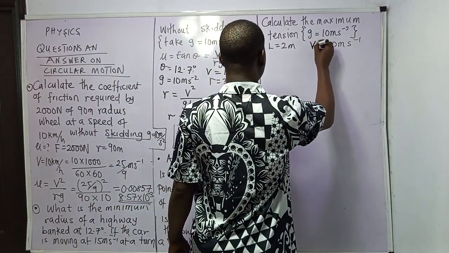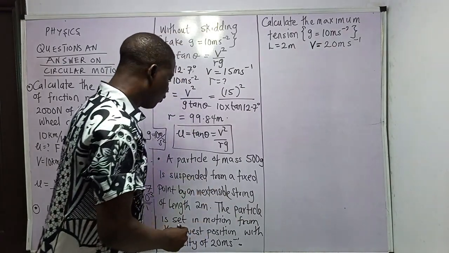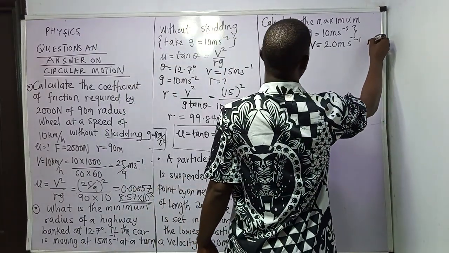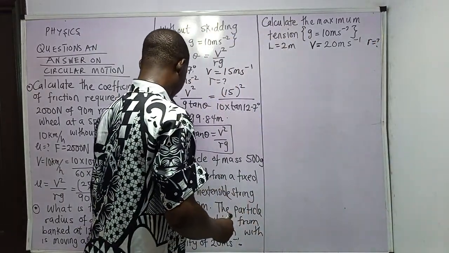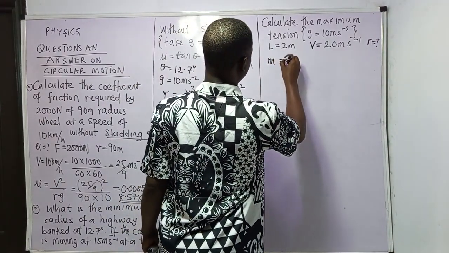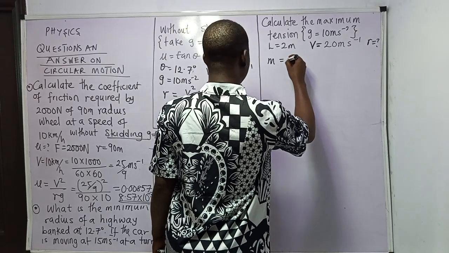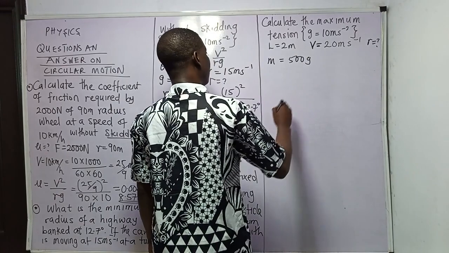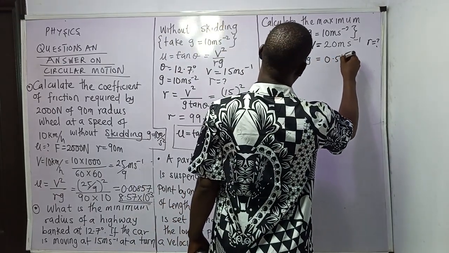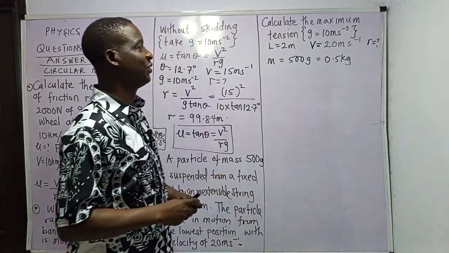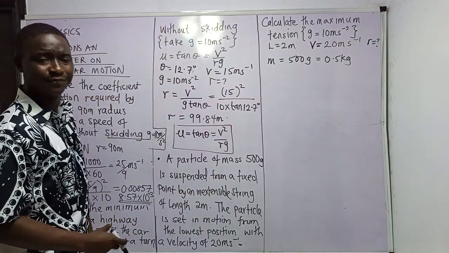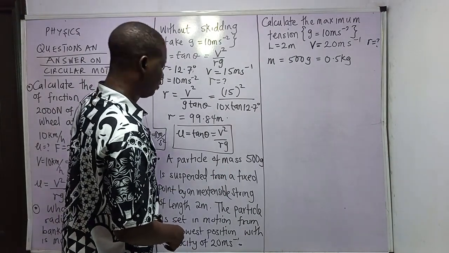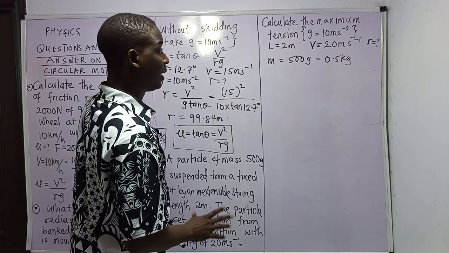Wow, this is wonderful, interesting. Now, we are only given the length. We are not given the radius. We are given the mass, 500 gram. If you divide by 1000, you have 0.5 kilogram. This is very interesting. I love this question. We are given velocity, but we are not given radius.